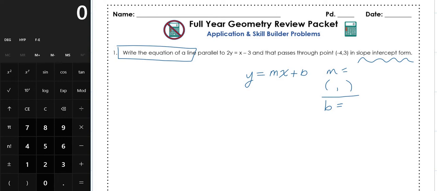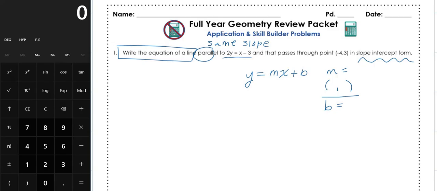Now, looking at this particular question, they specify what type of line you need to find. You need to find a line parallel. When you see parallel, you need to think to yourself, same slope. So you need to have the same slope as the line that they provide. Their line is 2y equals x minus 3. Now, 2y equals x minus 3 is not the form that we need to look at lines in. We need to have y all by itself so that we can quickly tell what the slope is that we're trying to get parallel to.